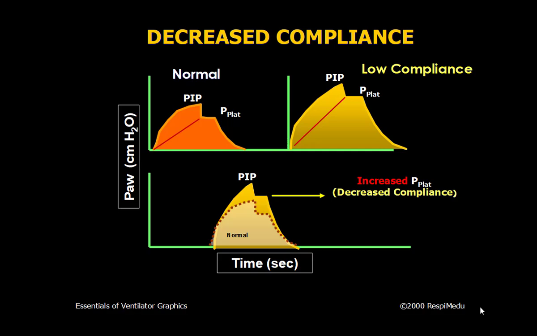So the overall graph is enlarged and the peak plateau difference is small. The peak is also increased, the plateau is also increased. There the peak was increased, but the plateau was normal. So the peak and plateau difference is less here. There the peak and plateau difference was large. So high resistance, large peak to plateau difference. Low compliance, small peak to plateau difference. Peak inspiratory pressure is raised in both. The plateau is raised in this, but the plateau is normal in resistance.